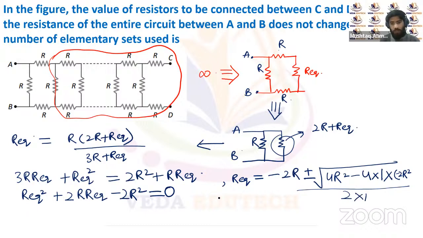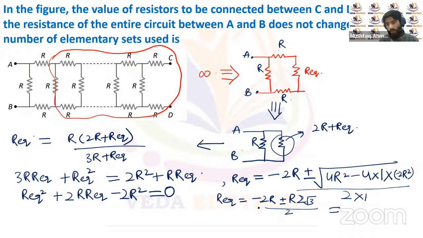So from here, it means that our R equivalent will be minus 2R plus minus. So it will be 4 to the 8, and minus minus will be plus, right? So it will be 12R square. We can just get this R outside. So under root of 12, we can write it as 2 root 3, right? Upon 2.